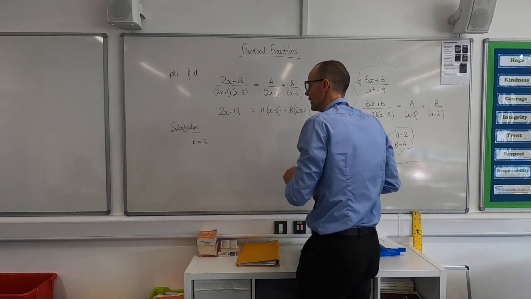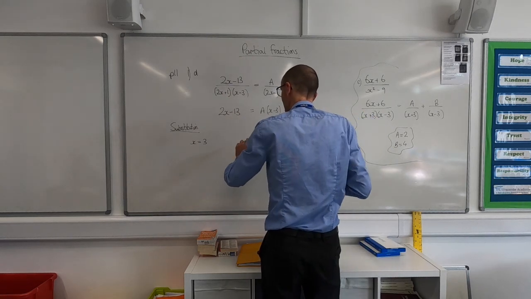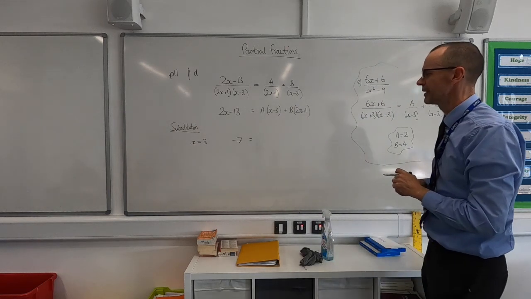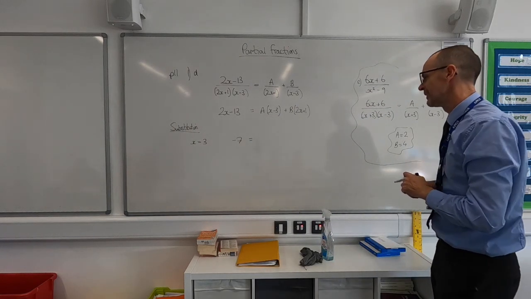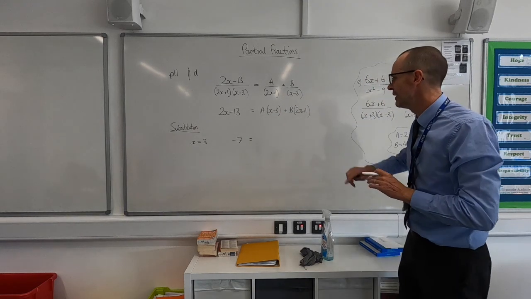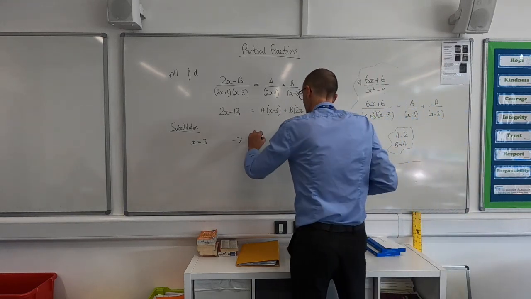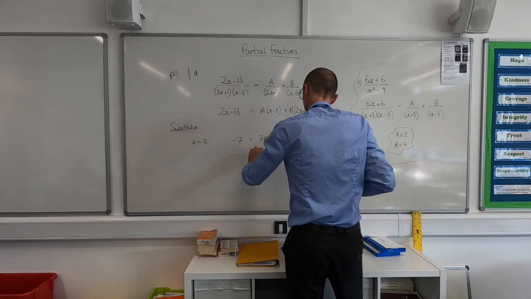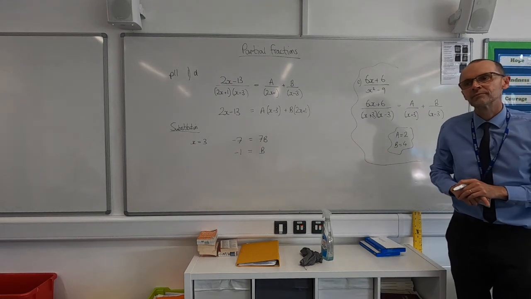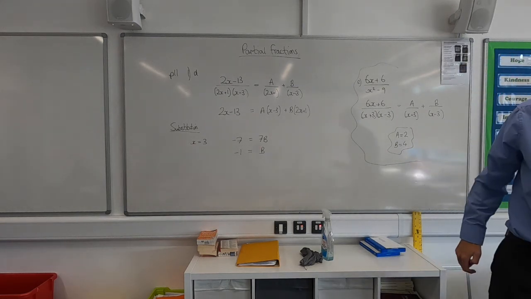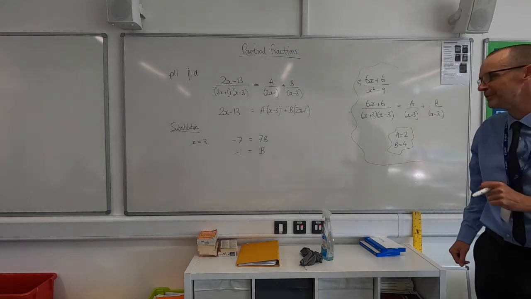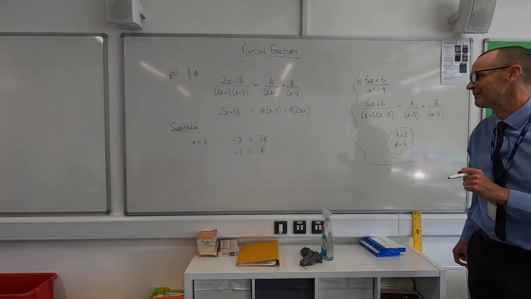If x is equal to 3, then that gives me 6, take away 13, which is minus 7. That becomes nothing. A times 0 is 0, and this will become 7b. So I know b is minus 1. That's quick. I did suggest that it was quicker.